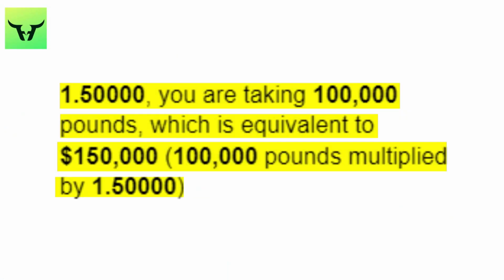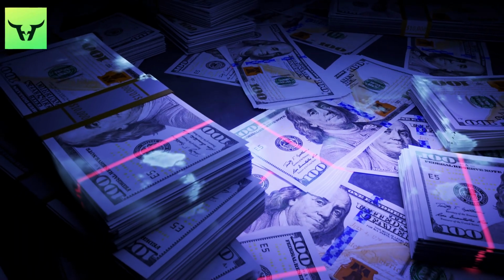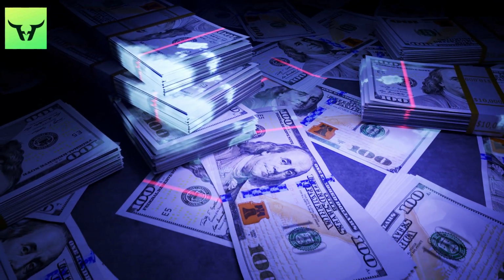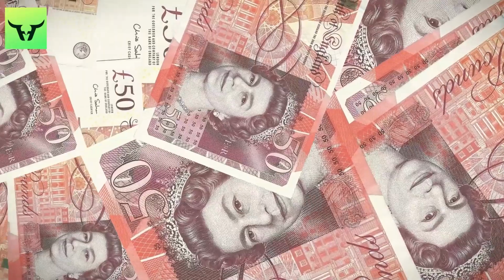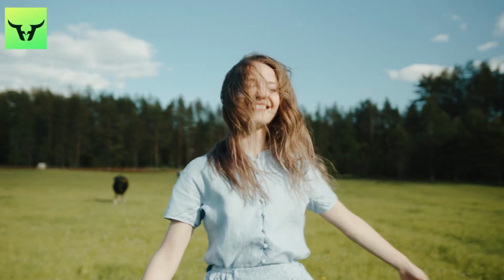When you buy that one deal at 1.5000, you are taking 100,000 pounds, which is equivalent to $150,000, 100,000 pounds multiplied by 1.5000. Because of the 2% margin, you simply need to set up $3,000 in your account to complete this trade. $3,000 is 2% of $150,000. So, for just $3,000, you can handle a stunning 100,000 pounds. Sounds exciting, right? Now for the fun part.